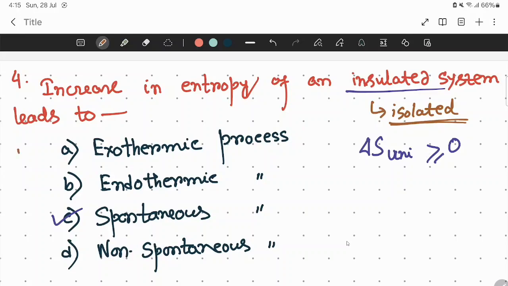And for an exothermic process, you know, the del H should be negative; for endothermic, del H should be positive. And these are non-spontaneous processes. So the correct answer will be the spontaneous one.